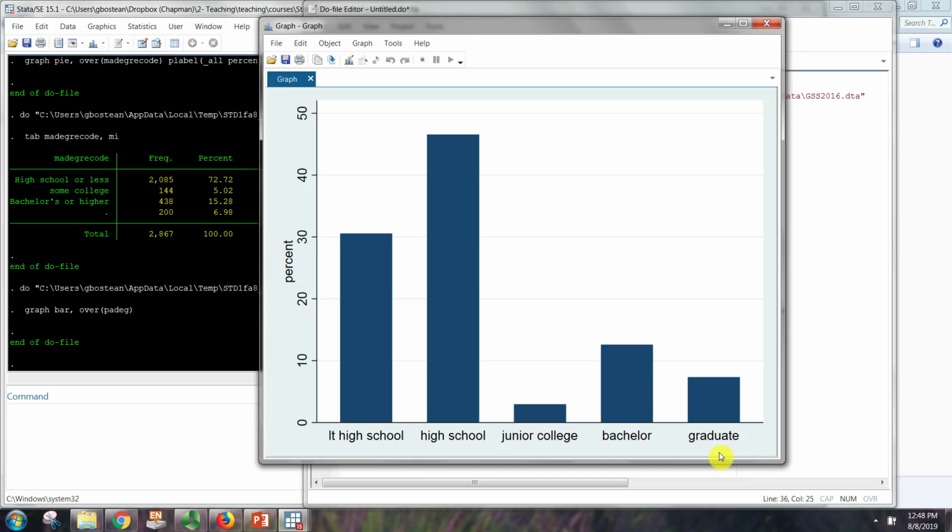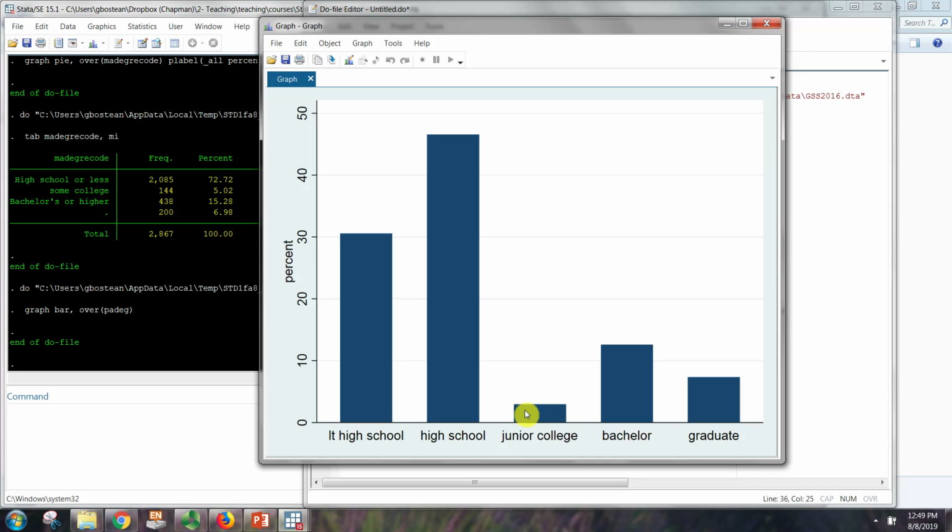And here's a case where we might collapse this junior college category wherever it makes sense substantively, often with the less than high school and high school group and only some college. And we generally distinguish college graduates from these folks because there are so few that report a junior college education.